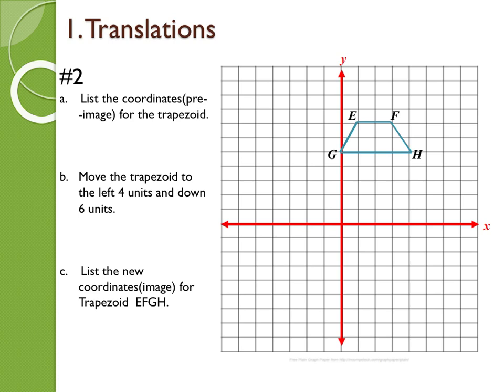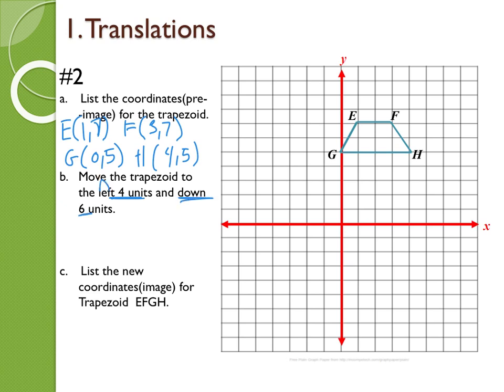Number 2, list the coordinates per image for this trapezoid. So E (1, 7), F (3, 7), G (0, 5), H (4, 5). We're going to move the trapezoid to the left 4 and down 6.